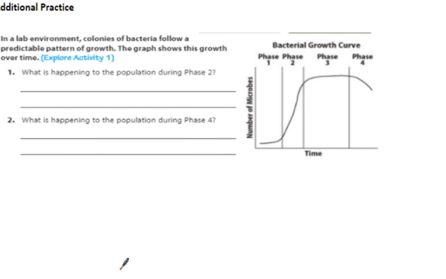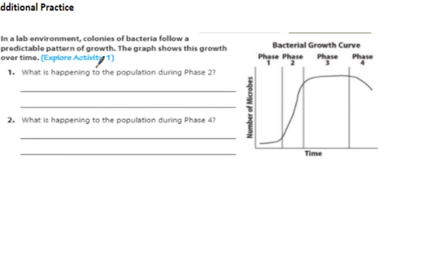All right. In a lab environment, colonies of bacteria follow a predictable pattern of growth. The graph shows the growth over time. Okay, so it doesn't tell us what kind of time, seconds, minutes, days. And it does say this is the number of bacteria, they call them microbes, but it doesn't say what the number is. And then it splits them into phases for us, kind of like the roller coaster split it into sections we could clearly see, right? They put numbers for us, 1, 2, 3, 4, same idea.